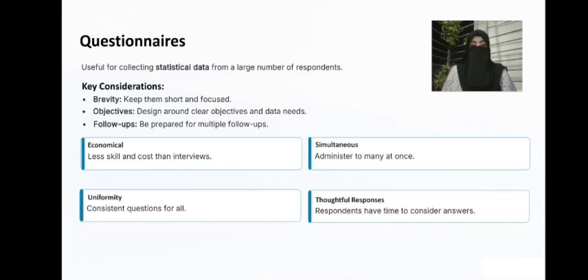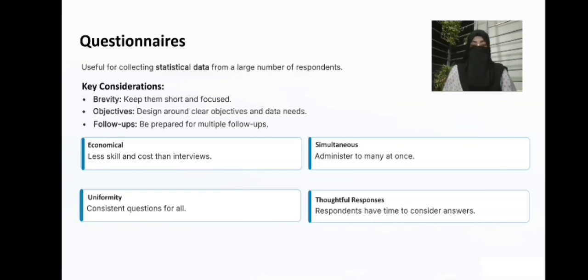Now I am going to my slide, and this slide is about questionnaires, a method often used to collect statistical data from a large number of people. Key considerations: brevity. Keep the questions short and clear so participants don't get confused. Objectives: the questions should serve a specific purpose based on our research goal. Follow-up: sometimes answers need clarification, so we may plan follow-up questions.